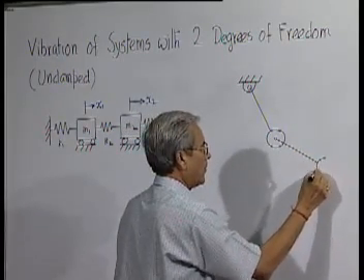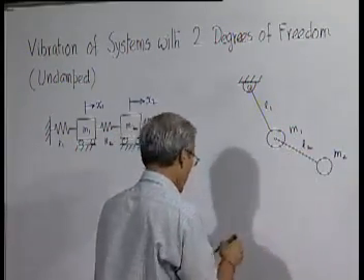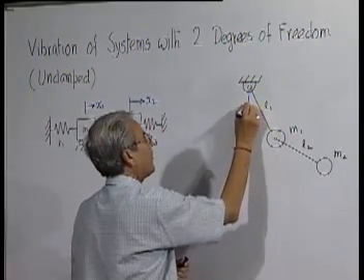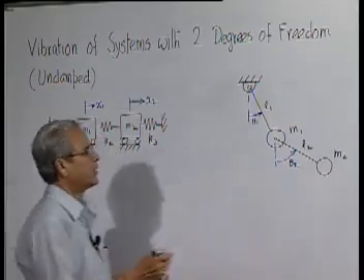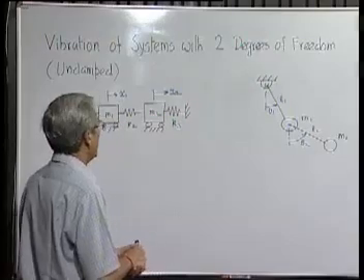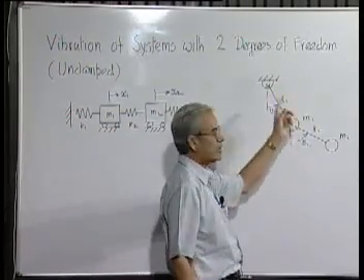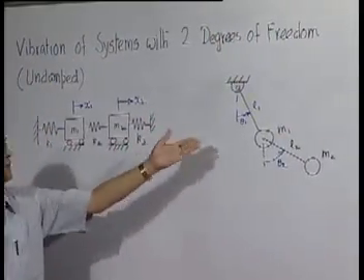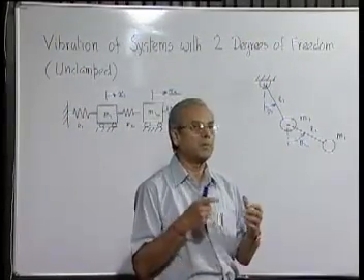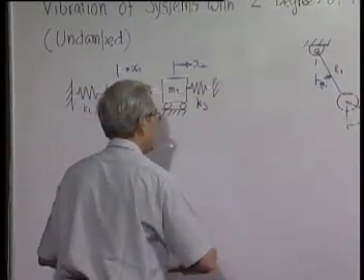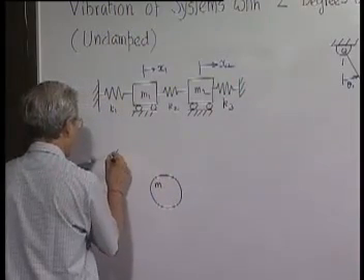Similarly, in case of angular motion, we can have a double pendulum. This is another case of 2 degree freedom. As you can see, the displacements from the equilibrium position are represented by 2 angular rotations of the 2 rods of length L1 and L2. The displacement coordinates are theta 1 and theta 2.